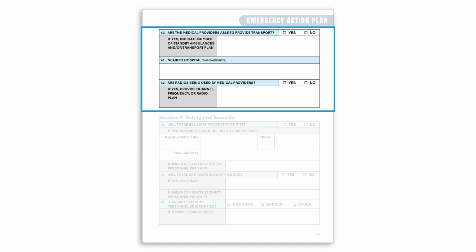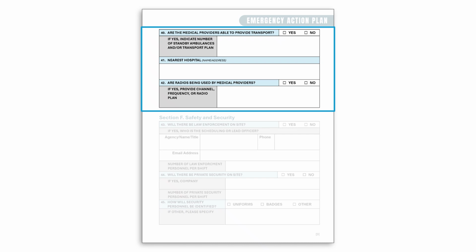Question 41. Nearest hospital. Details asked. Provide the full name and address of the closest hospital to your event location. Why it matters. Knowing the nearest hospital ensures quick routing for emergency transport and accurate information for responders. Notifying the hospital in advance also allows them to prepare for potential patient surges. Remember, medical emergencies may happen during setup and teardown of your event. If contracted medical providers are only present during the event, staff should know what resources are available and where to receive care if medical assets are not currently on site.